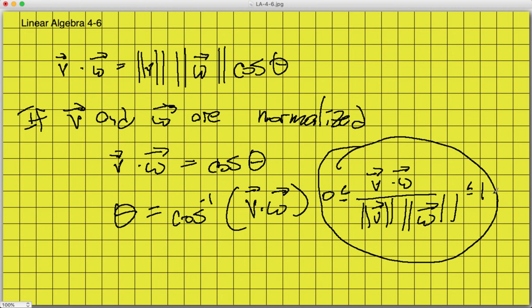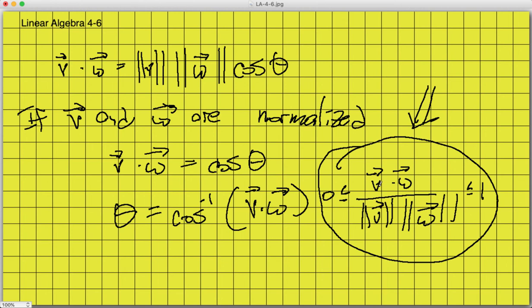Well, what does it mean if it's really close to 1? If it's really close to 1, that means the angle between V and W is very small. It's almost 0. Like it might be 1 degree or a half a degree or 5 degrees. On the other hand, if the number is closer to 0, that indicates that the angle between these two vectors is getting very close to 90 degrees, or pi over 2. And that is the key point that we need to keep in mind here.